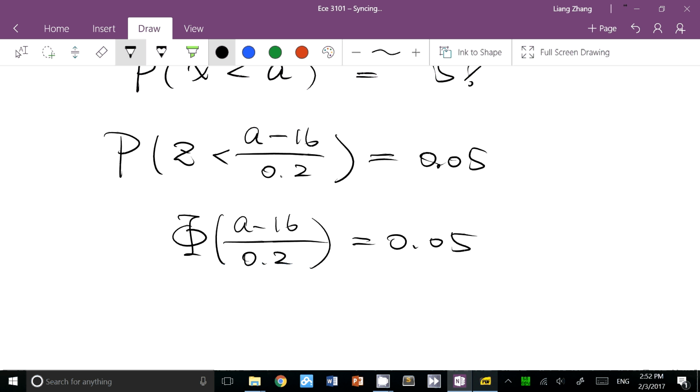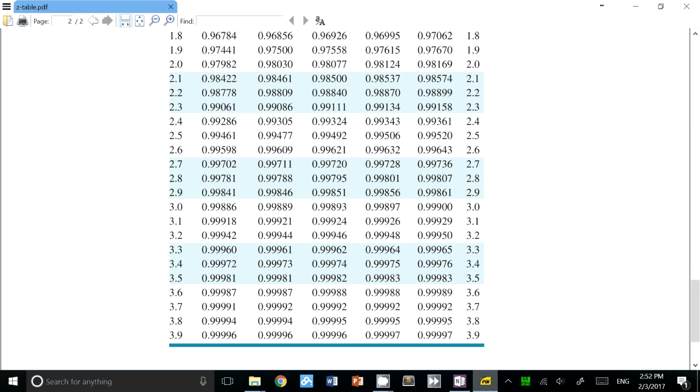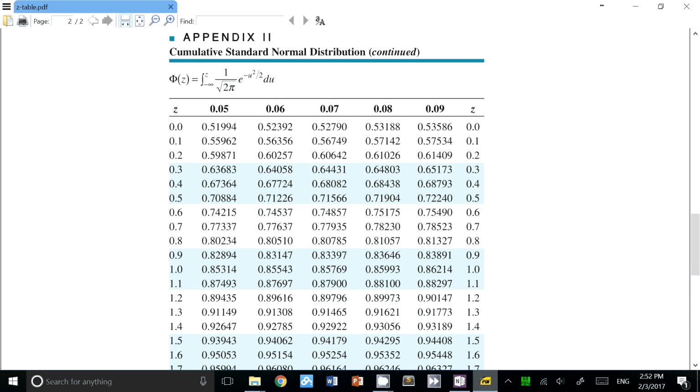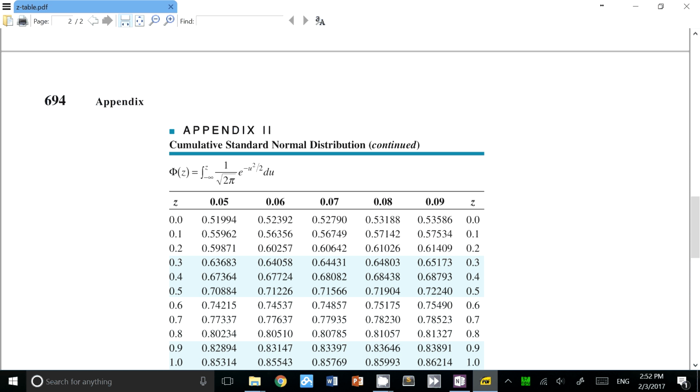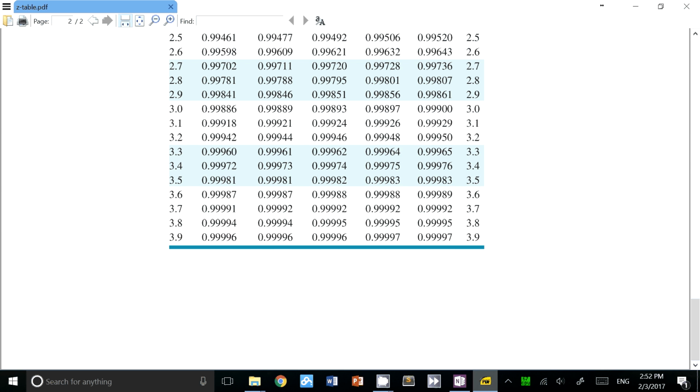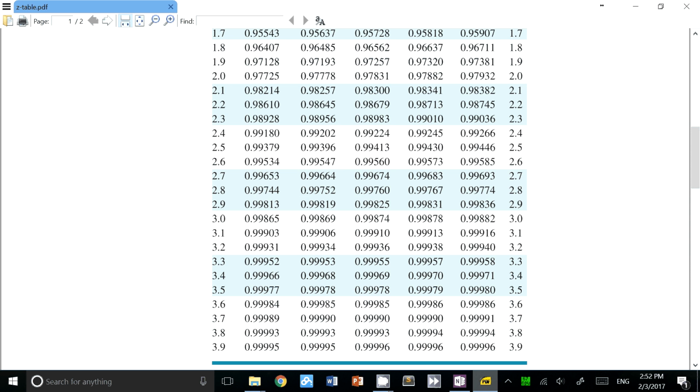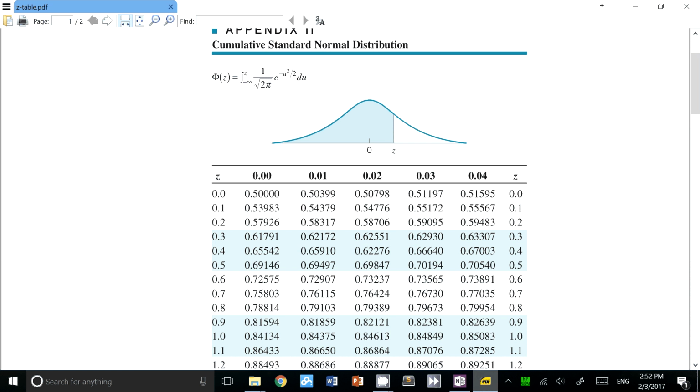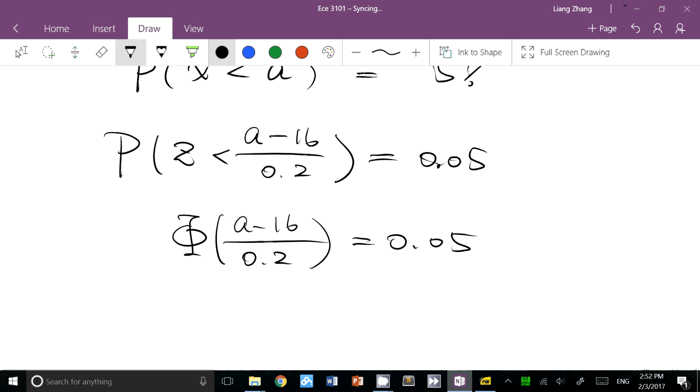Now if we look at the table, what we need to do is to find 0.05. But all of the values are larger than 0.5 because we're only tabulating the numbers on the right hand side. So we need to figure out how to do the conversion again. And the conversion will be done like this.